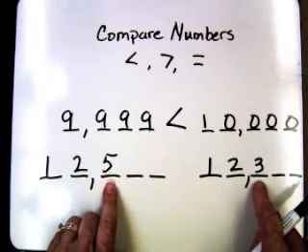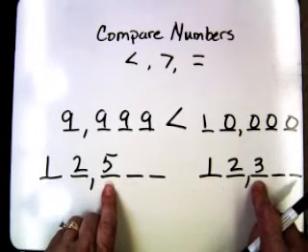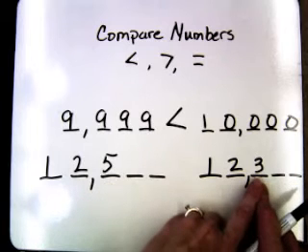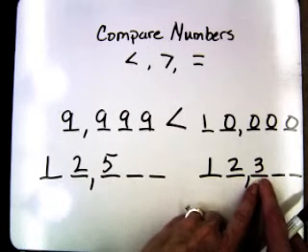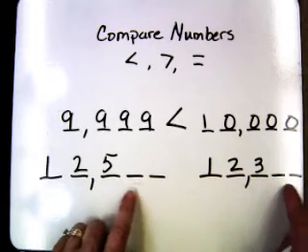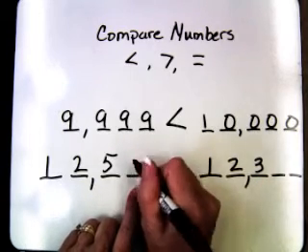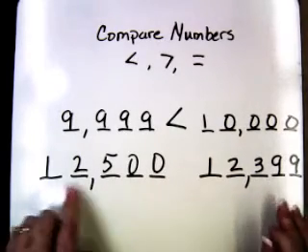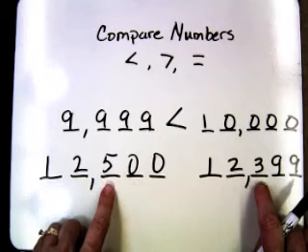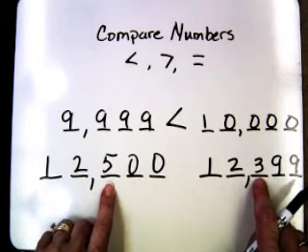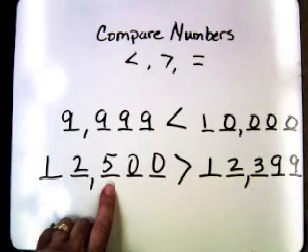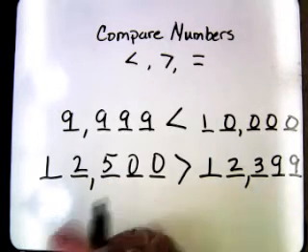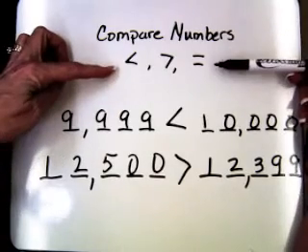When I get to the next place, the hundreds place, that tells me which number is greater, because a 5 in the hundreds place is greater than a 3 in the hundreds place. So it really doesn't matter what the next 2 digits are. Let's say this one is 2 zeros, and over here again I have 2 9s. Well, because the hundreds place in this number is greater than the hundreds place in this number, that makes 12,500 greater than 12,399.